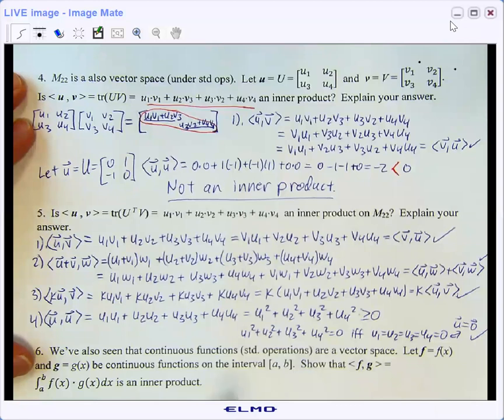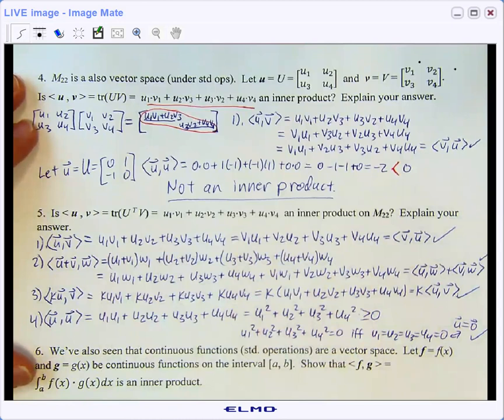Okay, so I went ahead and did it as well. So if we look at this, we can push through. It's a little bit of algebra, but that's okay. We can do algebra. And so axiom 1, axiom 2, axiom 3, and axiom 4 all hold. So this is in fact an inner product on our vector space M22.